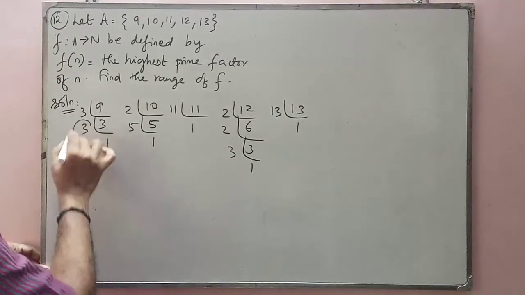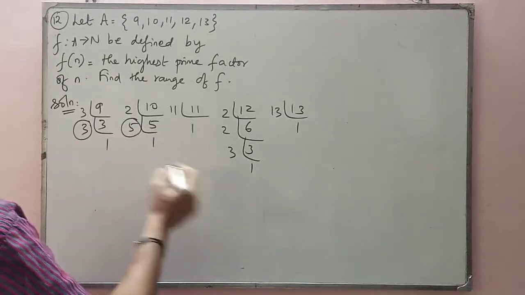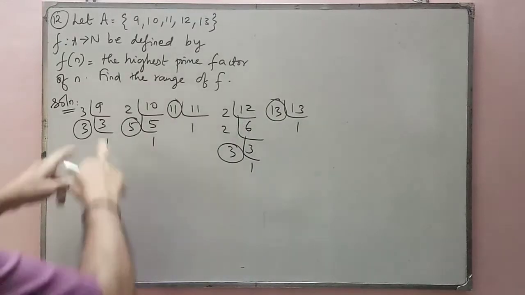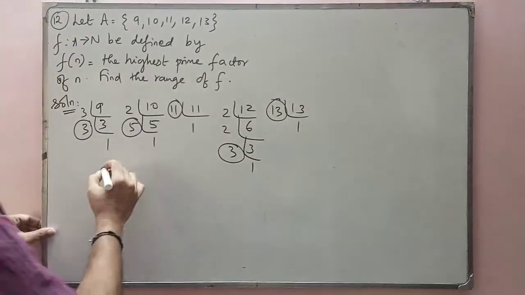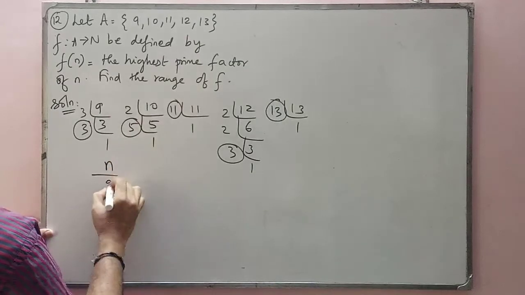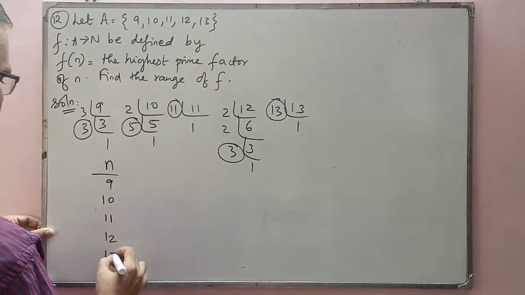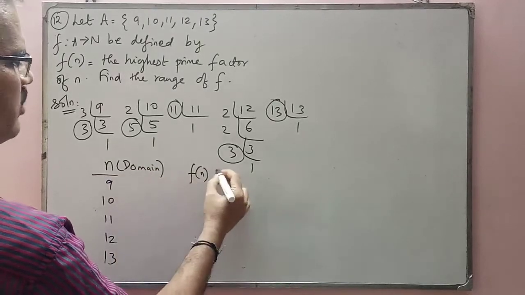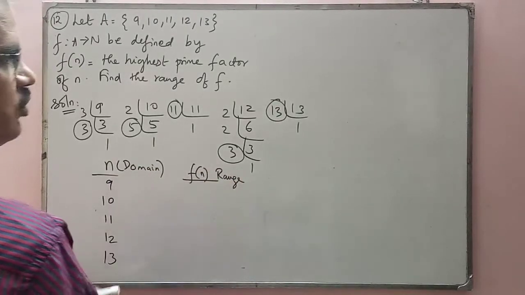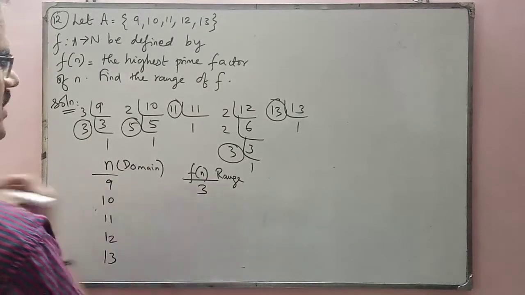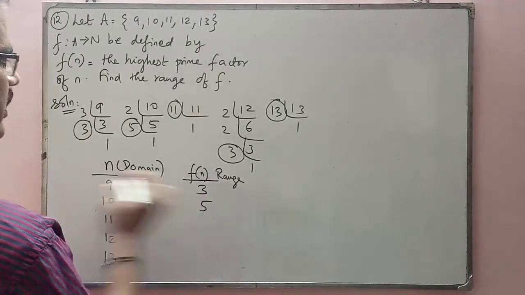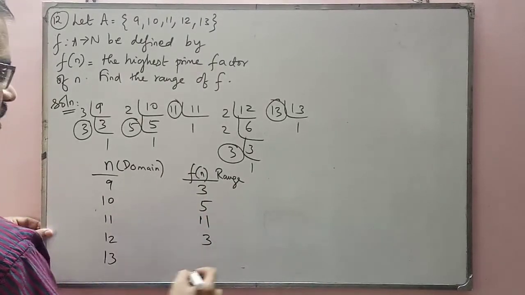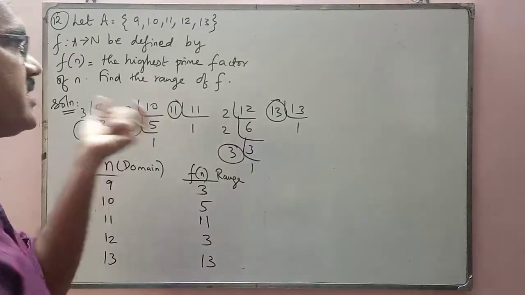So what are the highest prime numbers you have to mark? Here it is 3, here 5, here 11 is the highest, and here 13 is the highest. Now this is your output. So your input n is 9, 10, 11, 12, 13. That is your domain. Then f(n) is your range. For 9, the highest prime factor is 3. For 10, it is 5. For 11, 11 itself. Then 12, 3. And 13, 13.